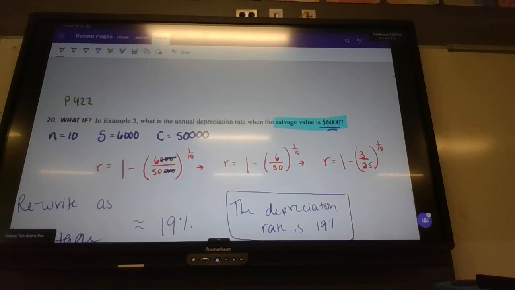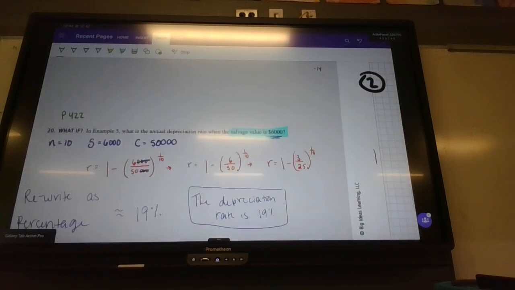0.191 approximately. That's correct. So since you have to round it, we'll use a squiggle line. 0.191. We'll rewrite that as a percentage, and the depreciation rate is approximately 19%.